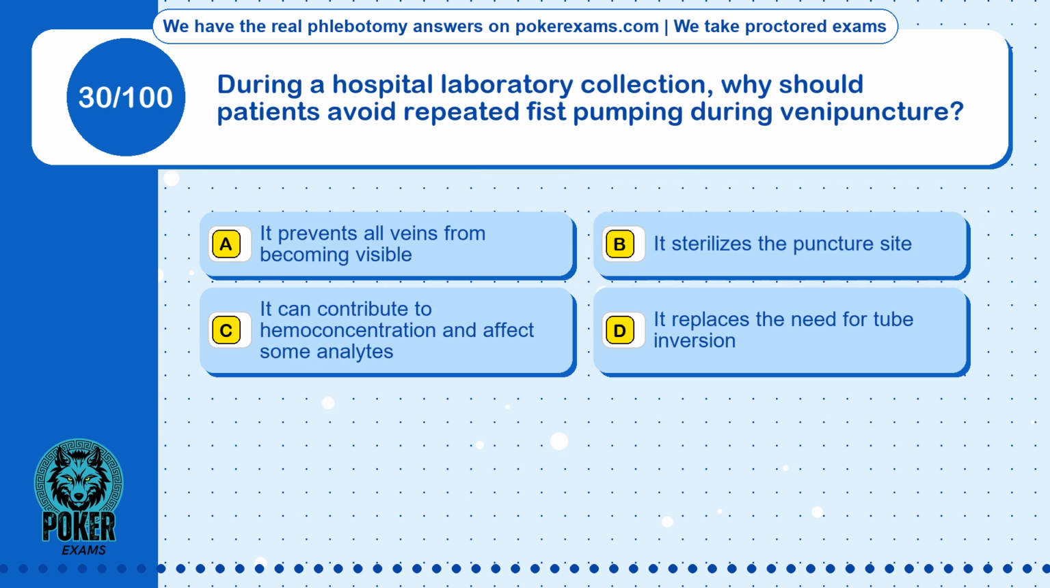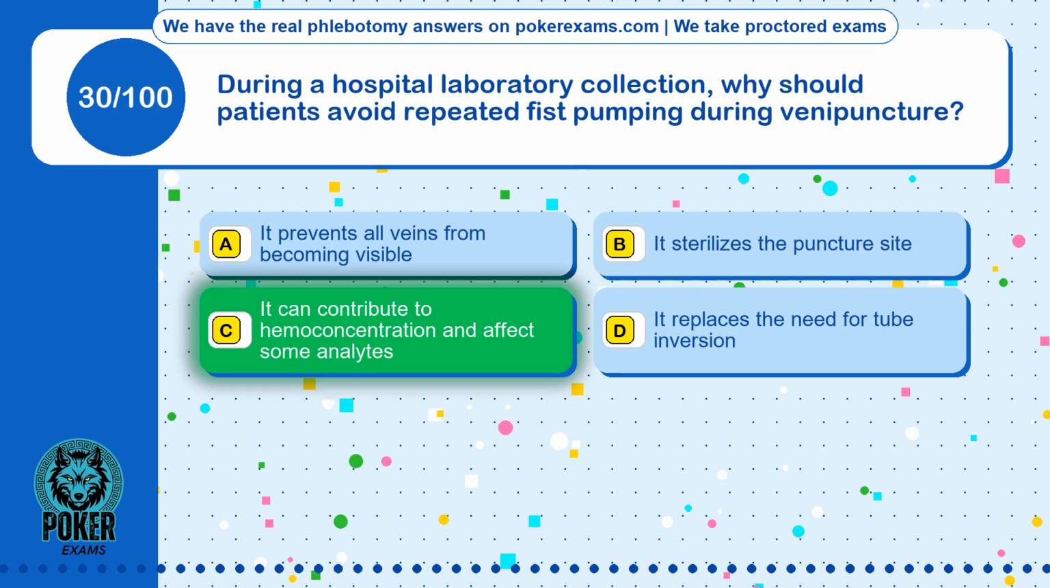Question 30. During a hospital laboratory collection, why should patients avoid repeated fist pumping during venipuncture? Option A. It prevents all veins from becoming visible. Option B. It sterilizes the puncture site. Option C. It can contribute to hemoconcentration and affect some analytes. Option D. It replaces the need for tube inversion.